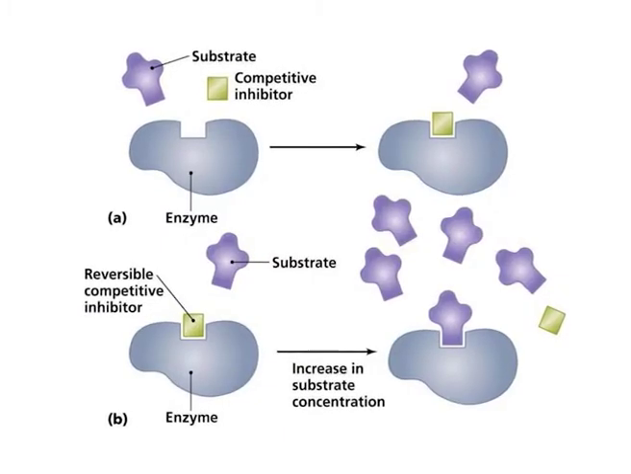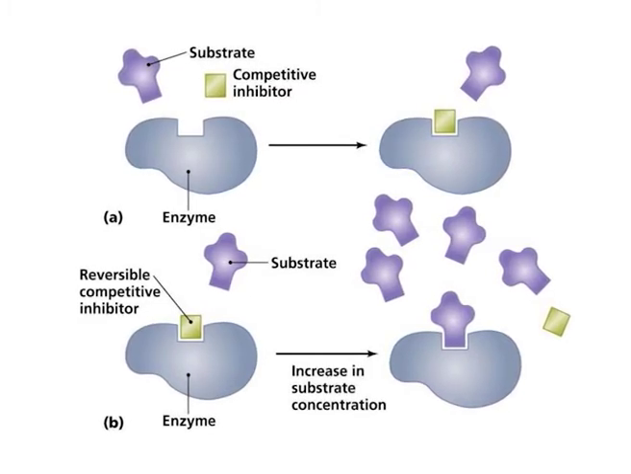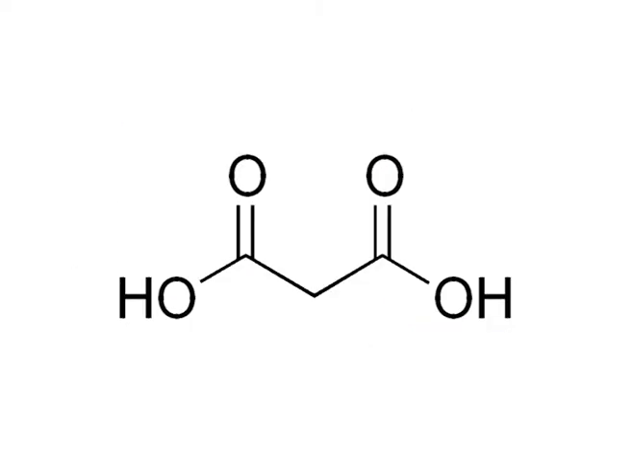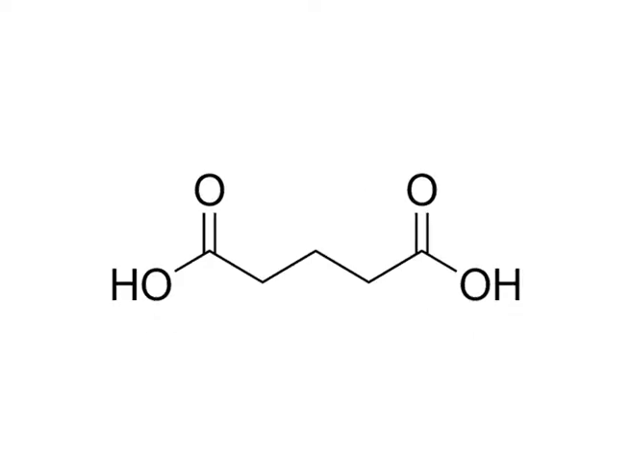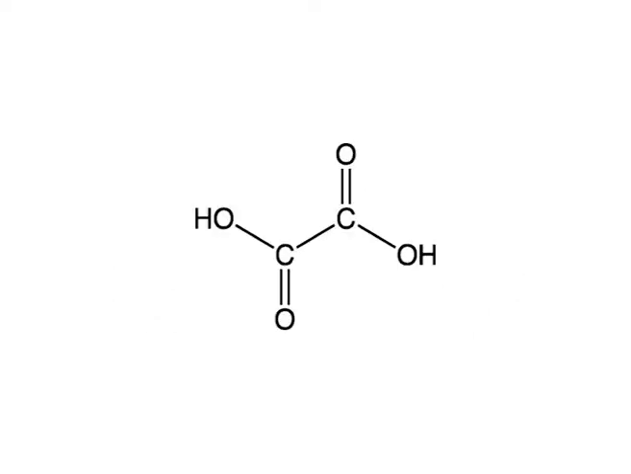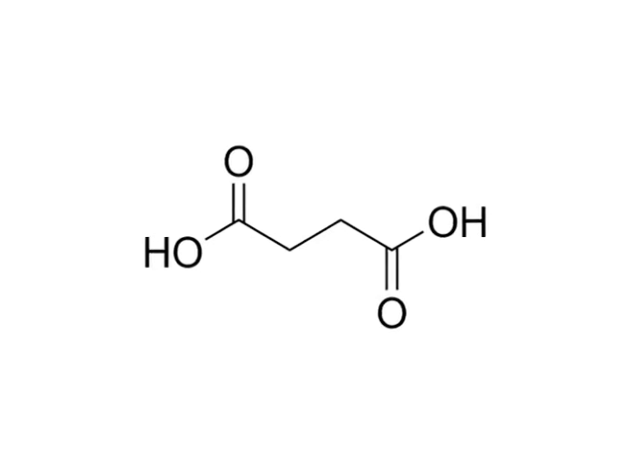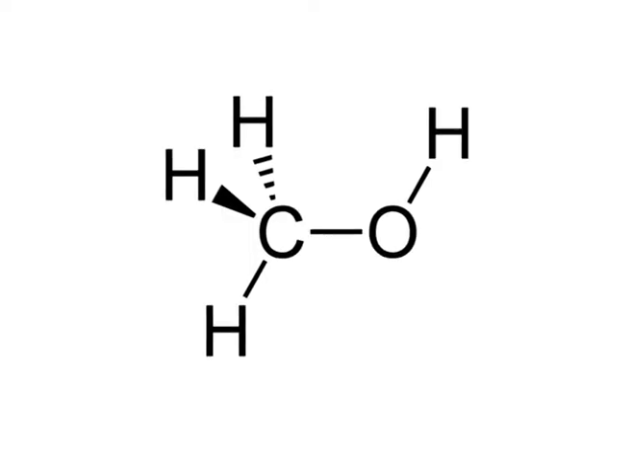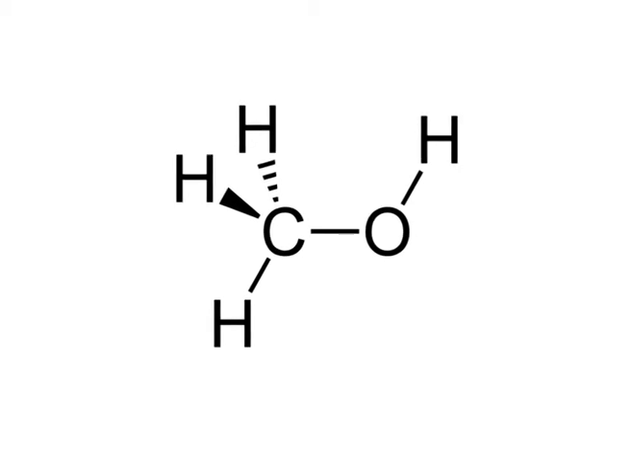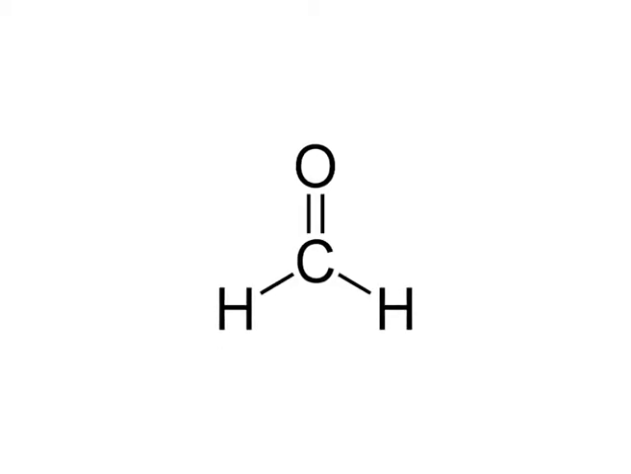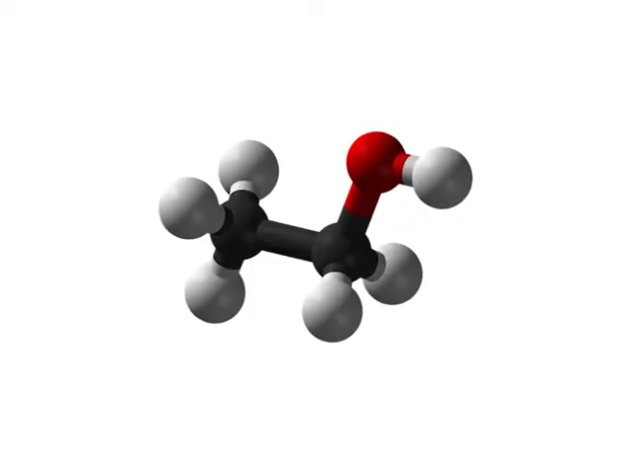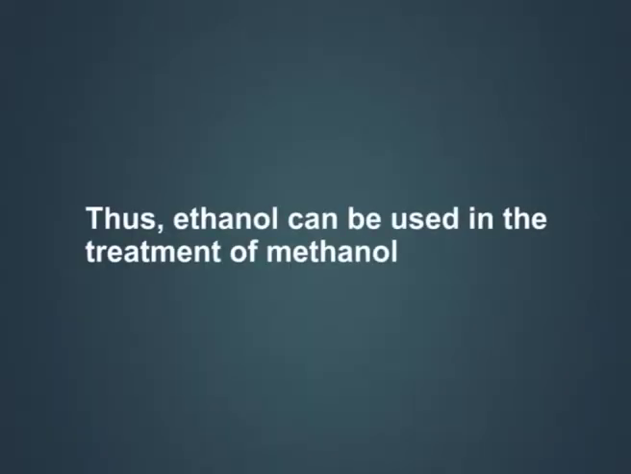The enzyme succinate dehydrogenase is a classical example of competitive inhibition, with succinic acid as its substrate. The compounds, namely malonic acid, glutaric acid and oxalic acid, have structural similarity with succinic acid and compete with the substrate for binding at the active site of SDH. Methanol is toxic to the body when it is converted to formaldehyde by the enzyme alcohol dehydrogenase. Ethanol can compete with methanol for ADH, that is alcohol dehydrogenase. Thus, ethanol can be used in the treatment of methanol poisoning.